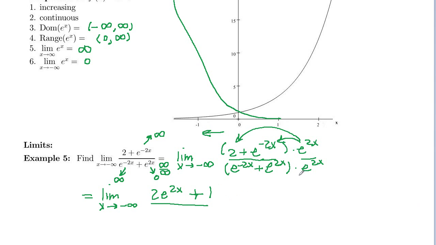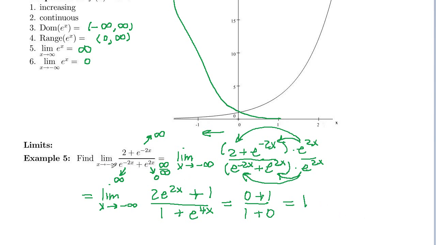Same thing on the bottom. E to the 2x comes in times each of these guys. So e to the 2x times e to the negative 2x is e to the 0, which is 1. E to the 2x times e to the 2x, you're going to add those exponents when you multiply. So e to the 4x. And now we can actually tell what's going on. As x goes to a big negative power with e to the 2x, that's going to approach 0. And then in the denominator, we've got that 1, and then e to the 4x is also going to approach 0. So now we've got all numbers, no infinities left, and that limit is 1.